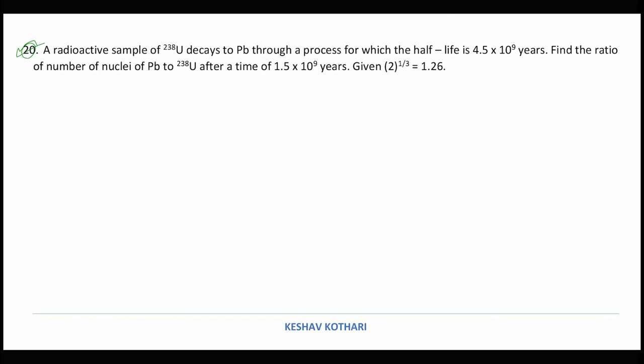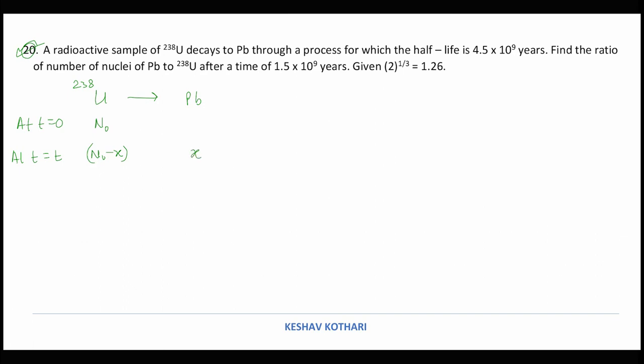So if we proceed with this problem, we are considering that uranium-238 is converting into lead following radioactive decay. Now we are considering that at t equals 0, the number of uranium atoms is N0, and at a time t equal to t, the value will become N0 minus x. Now the number of the lead nuclei formed will be x.